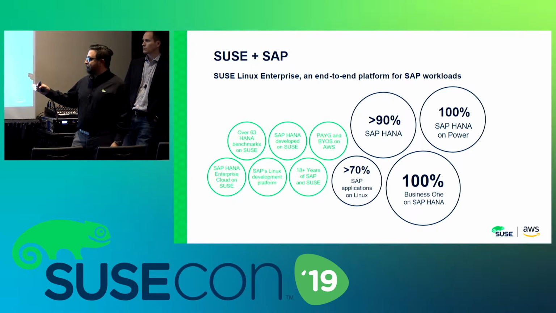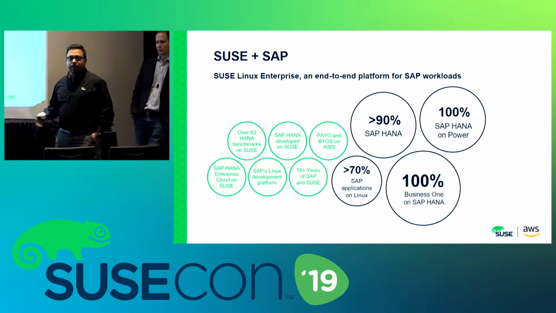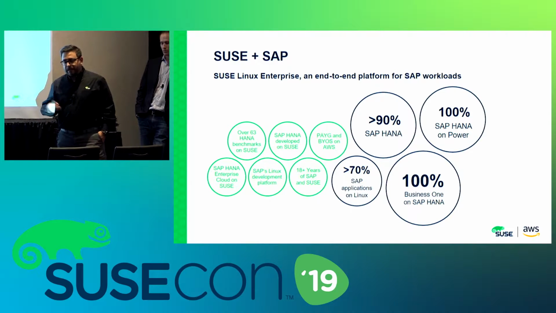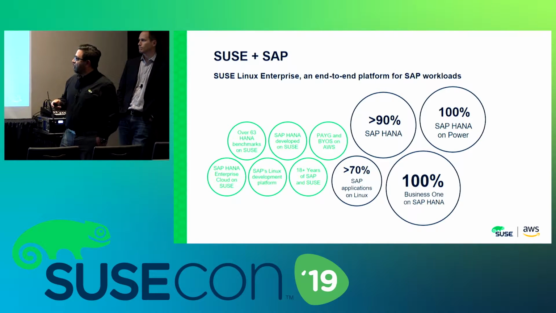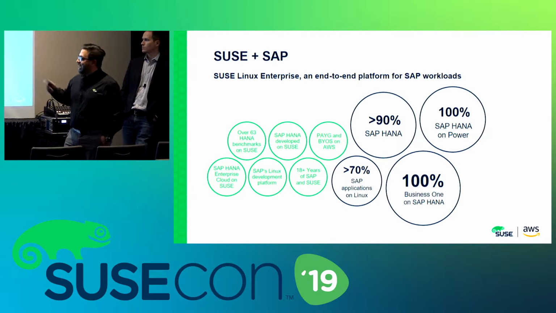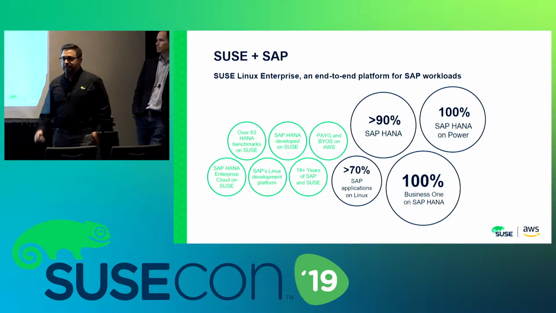We run over 70% of SAP applications on Linux. An SAP application can run on Windows or Linux, and if it's running on Linux, 70% of those workloads are running on SUSE. We power 100% of SAP HANA on Power, as well as Business One on SAP HANA.